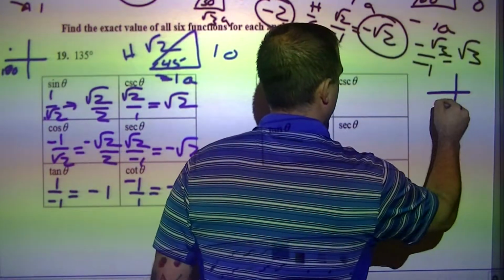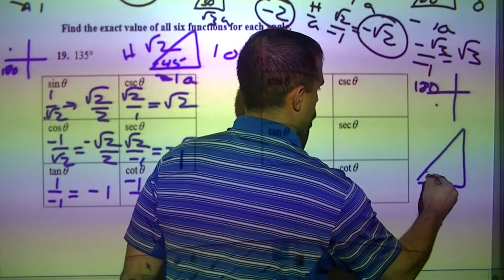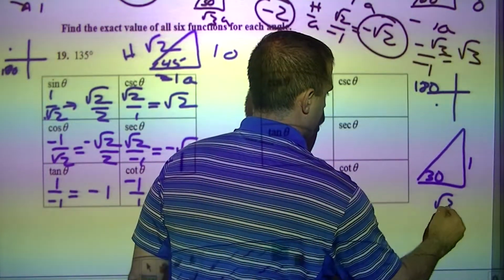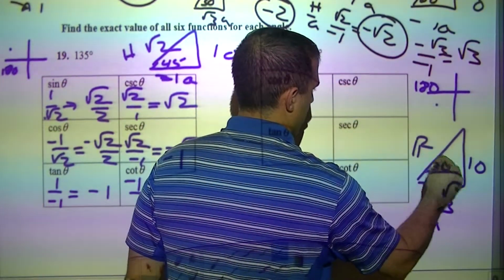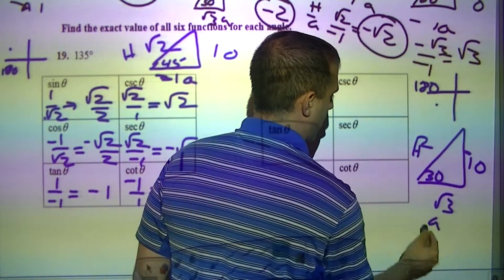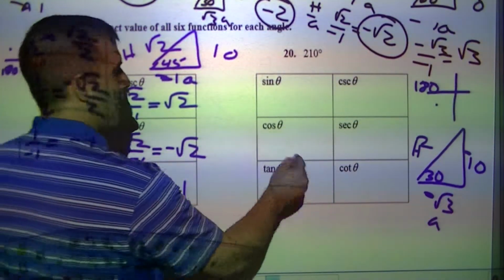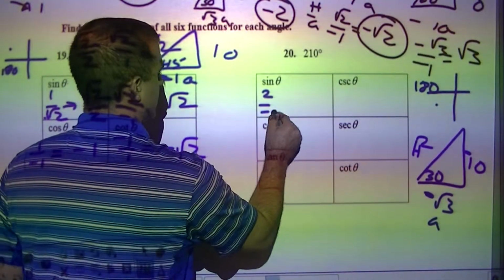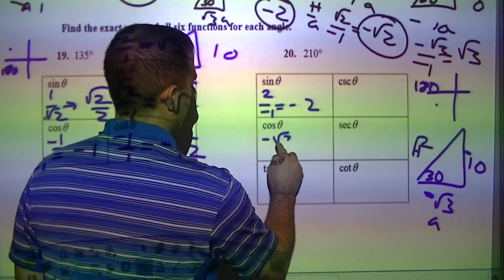210 would be down in this quadrant, so I'm going to go to 180. Okay? So that's going to create a 30-degree triangle, 1, square root of 3, and 2. All right? This is the A, O, and H. These are going to be negative, so negative 1, negative square root of 3. Okay? So if I find this, this is 2 over negative 1, which is negative 2. Okay? Cosine is negative square root of 3 over 2.